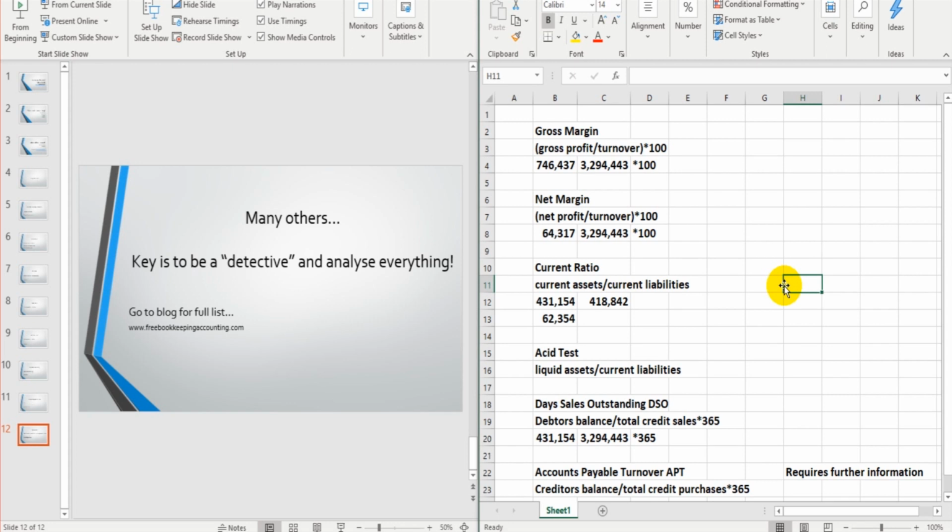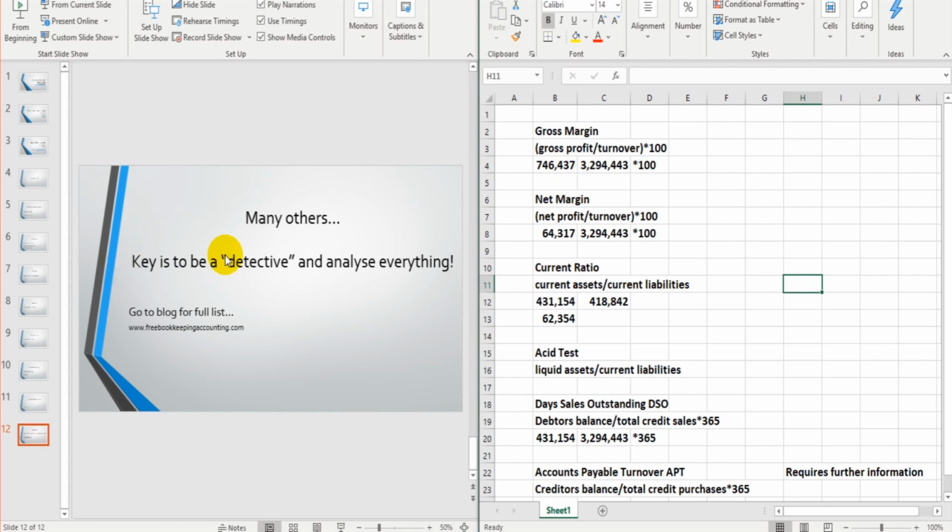Now, there are many other formulas. I can probably go through another 20 of them. If you're interested in learning all of them or learning more, then if you go over to my website, freebookkeepingaccounting.com, if you go to the blog, I'll do a blog post that goes along with these videos, and I'll go through all the ratios on that blog post for you, so you can go and have a look.